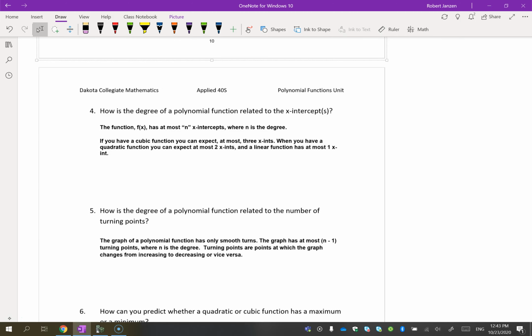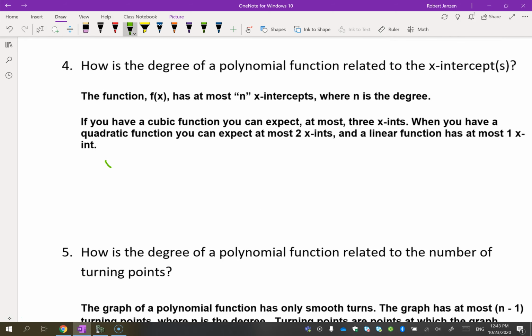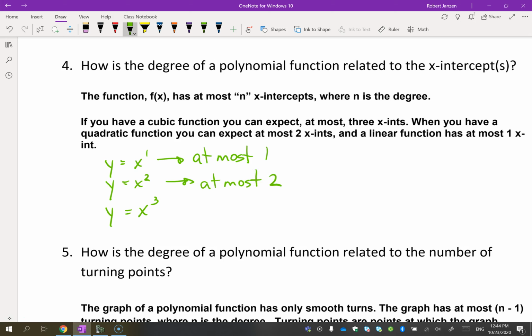Okay, how is the degree of the polynomial function related to the X-intercept? Basically, whatever the power of the lead coefficient is, this will tell you how many X-intercepts there are. But it doesn't mean for sure. It means at most 1. And if it's power of 2, it's going to be at most 2. It's possible that a parabola has only, so that would be 2, it's possible that it only has 1 X-intercept.